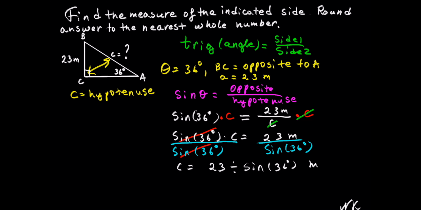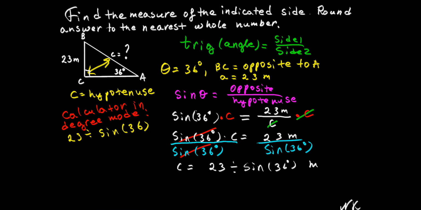When you plug this into the calculator, make sure that the calculator is in degree mode. And 23 divided by sine of 36, my calculator gives me about 39.1299. We need to round this answer off to the nearest whole number, which means we need to round off to the 9 to the left of the decimal place.